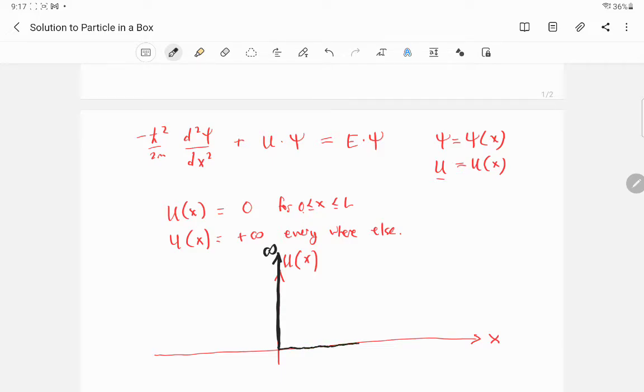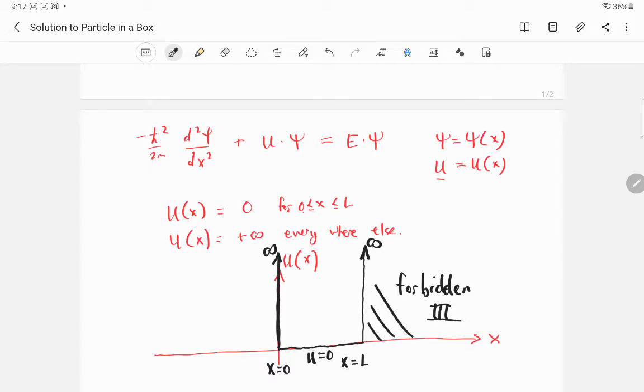Between 0 and x equals L, it's u equals 0. And then at L, it goes right back up to infinity. This is kind of weird, but I'm going to say that this is one of the forbidden zones, and we'll call it region 3.